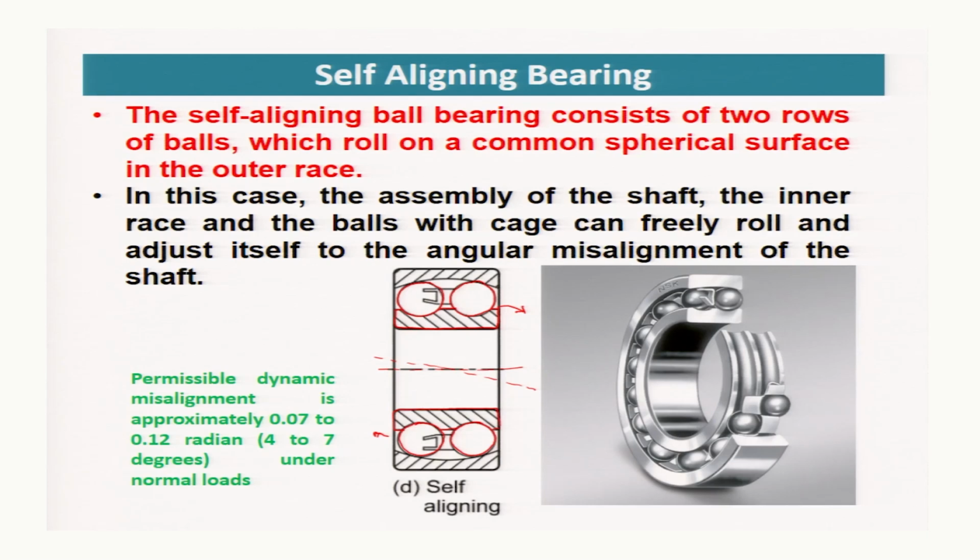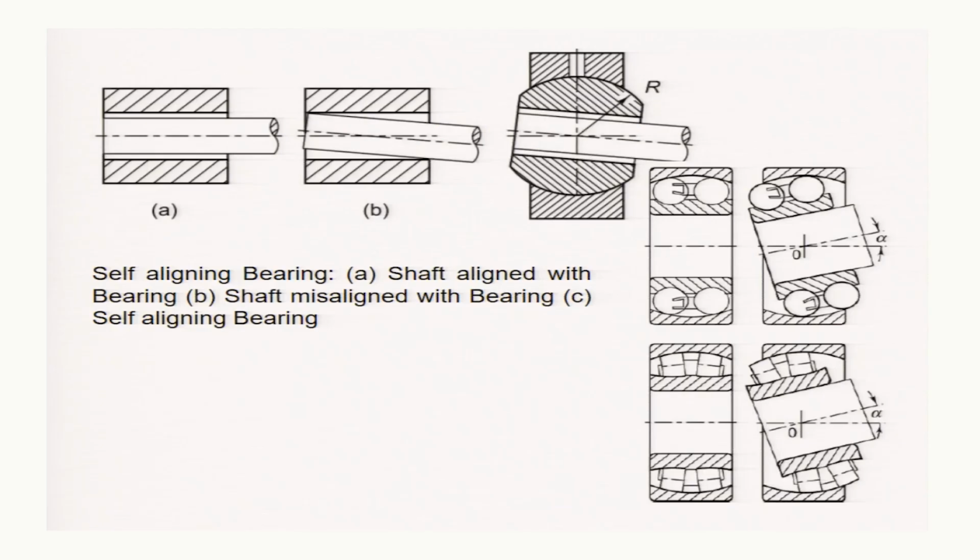Permissible dynamic misalignment is approximately 0.07 to 0.12 radian, 4 to 7 degrees under normal loads. You may see in this figure how the assembly, which is shown by red color in the previous slide, is rotating with the misalignment of the shaft. This is the original axis of the shaft, and with the misalignment of alpha, this complete assembly, the balls and the inner race and the shaft, is rotating with respect to this surface.